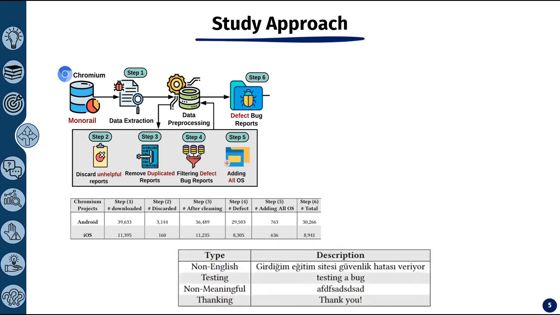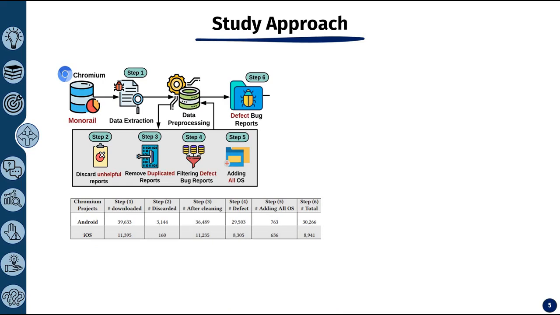An unhelpful report is one that is non-English, and we do not consider it. Any testing report, thanking report, or any meaningless report, we discard them. We also remove the duplicated bug reports. We looked into the type of bug reports, and only considered the defect type.